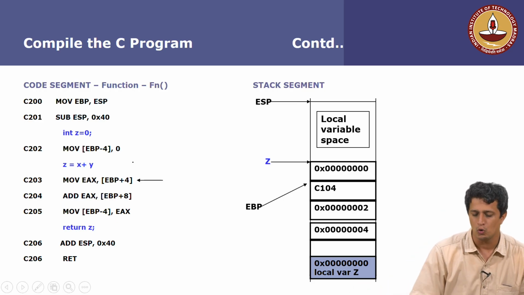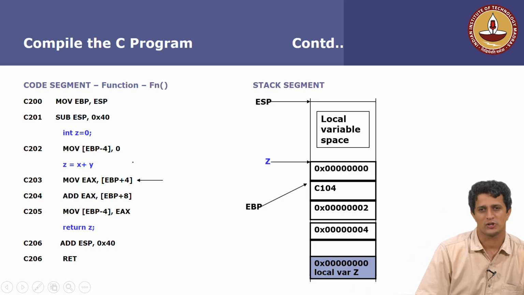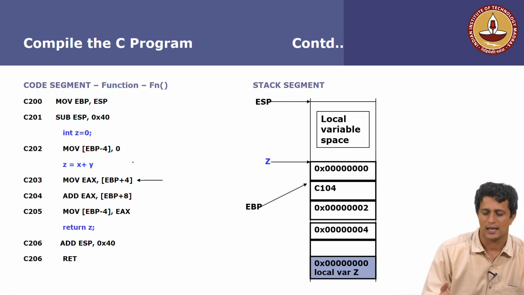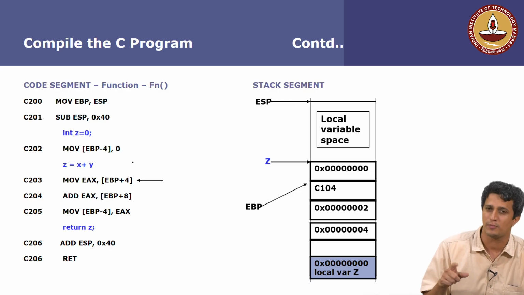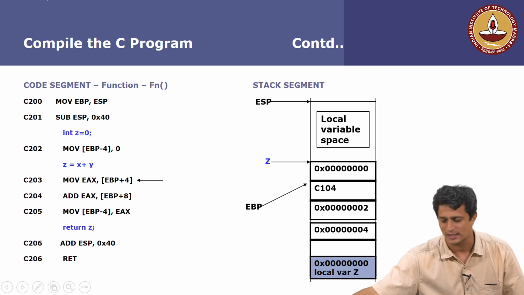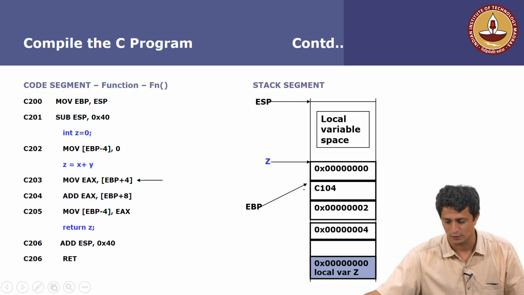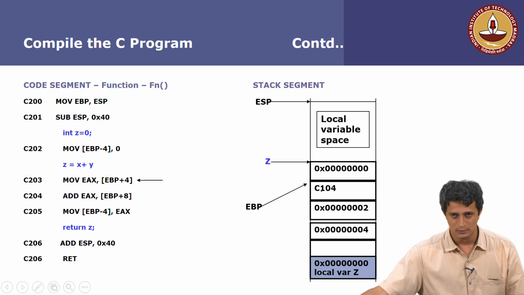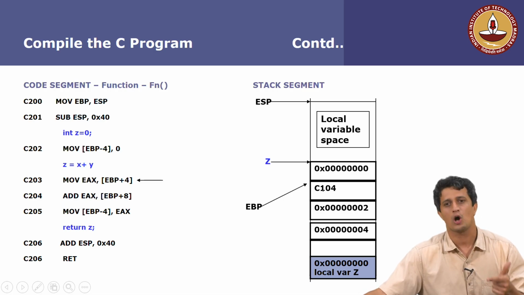Then I am going to do the addition operation of x and y. Note that x is nothing but a function parameter, which, as I told you, is going to be accessed as contents of EBP plus some offset. So I am going to access it as EBP plus 4. Why EBP plus 4? Because I had to push onto stack the return address when I did a call.